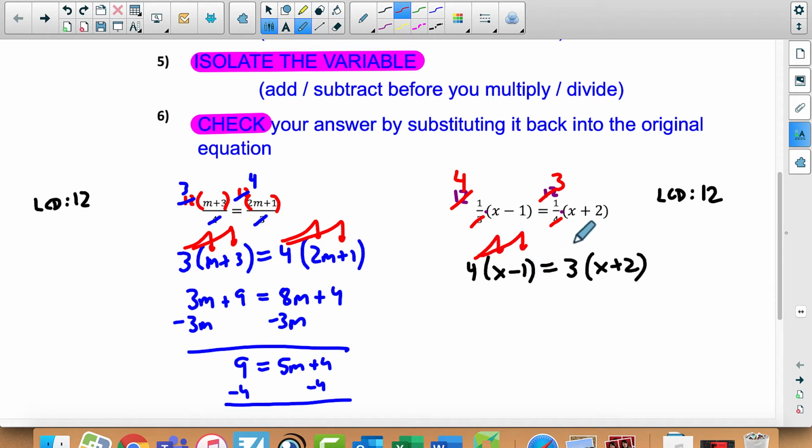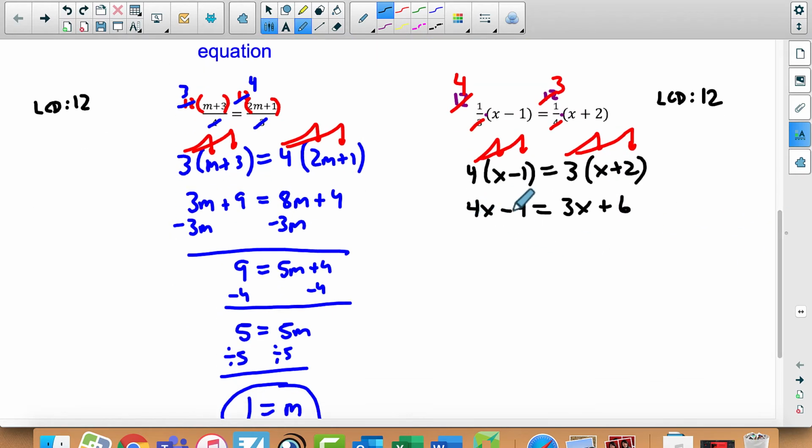Okay, we're back to a question where we have the distributive property. We got to get rid of the brackets. So we can quickly do that. 4 times x is 4x. 4 times negative 1 is negative 4. 3 times x is 3x. And 3 times positive 2 is positive 6. Do we have like terms? No, not on this side. And no, not on this side. Oh, come on. I want to do a question with every step in it.